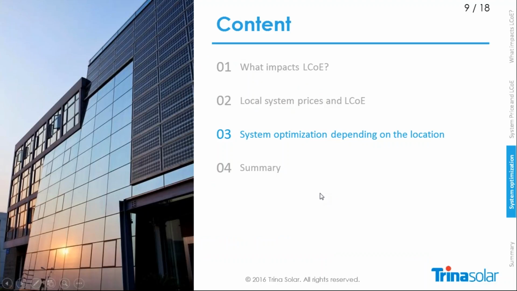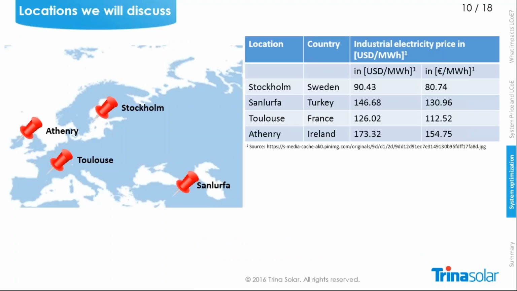Now we go to the system optimization depending on the location. As said before, today we will speak about different locations to give you an overview about Europe. So I selected Stockholm as a very north location, then Esrin in Ireland, then Toulouse in France, and Zanlurfa in Turkey as a location with the highest irradiation.